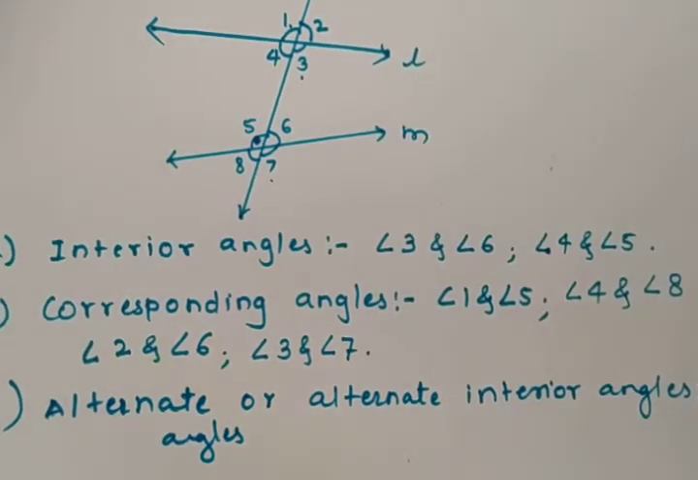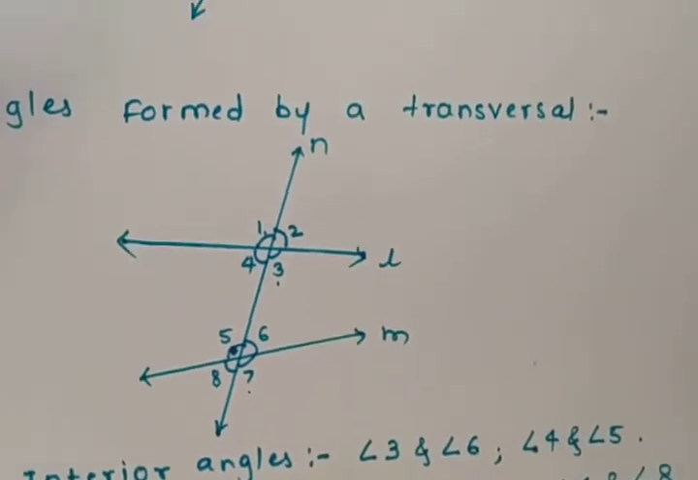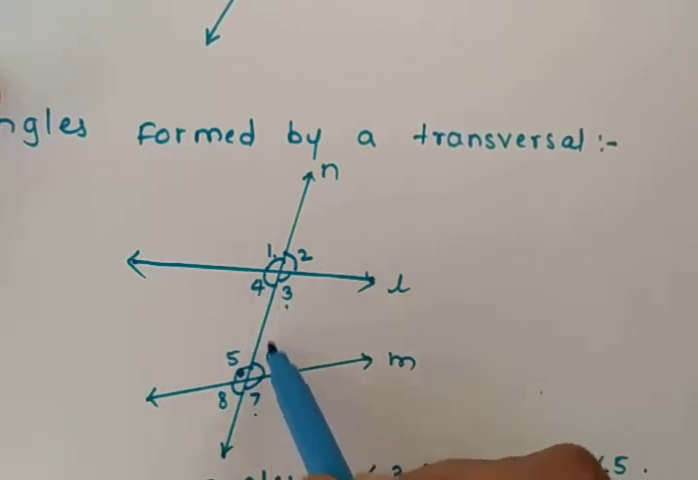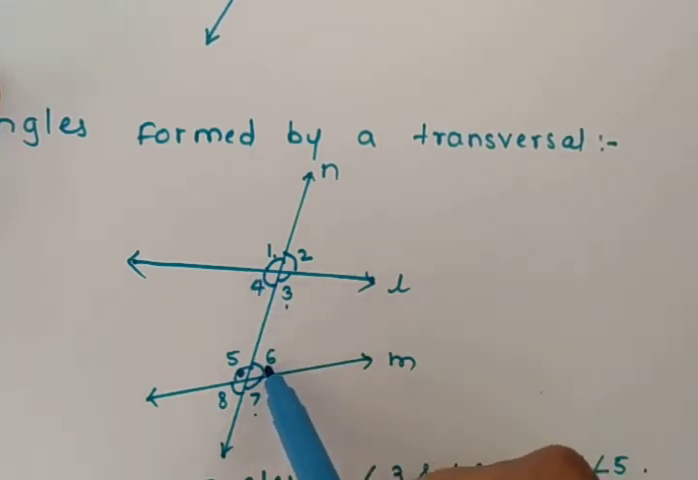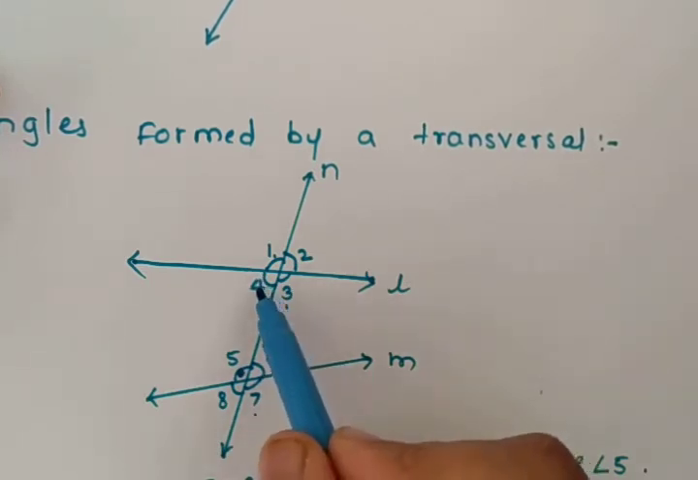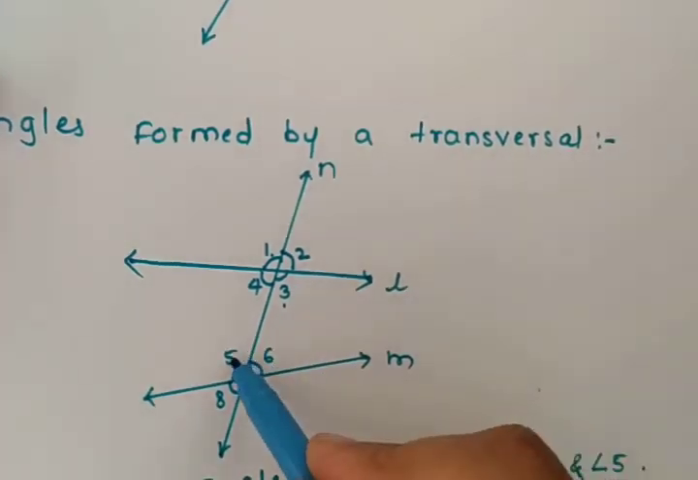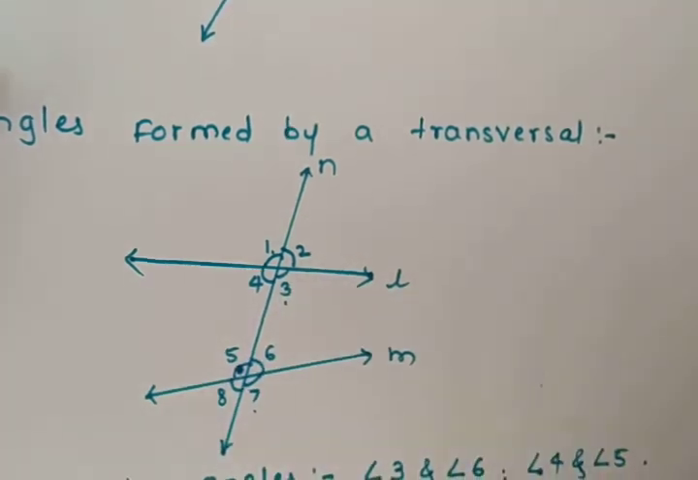See here, the angles in the interior and on the opposite sides of the transversal n are the alternate interior angles. Means what? See here, this angle 4 and 6, where they are lying, they are interior also and they are opposite to each other. You can see over here, right? Opposite side of the transversal, right? So here 4 and 6, these angles are said to be alternate interior angles, and 5 and 3, or 3 and 5, these are also alternate interior angles.